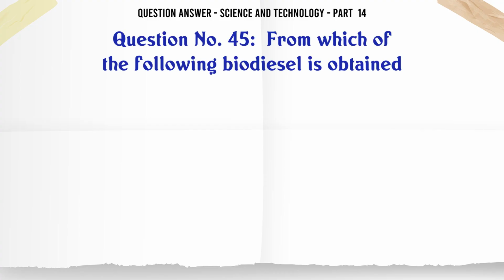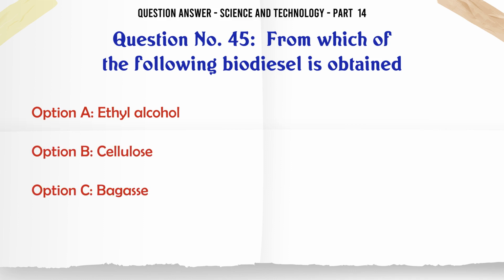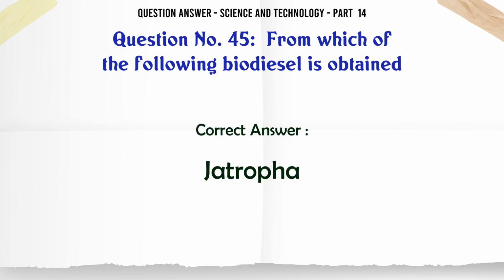From which of the following is biodiesel obtained? A. Ethyl alcohol, B. Cellulose, C. Bagasse, D. Jatropha. The correct answer is jatropha.